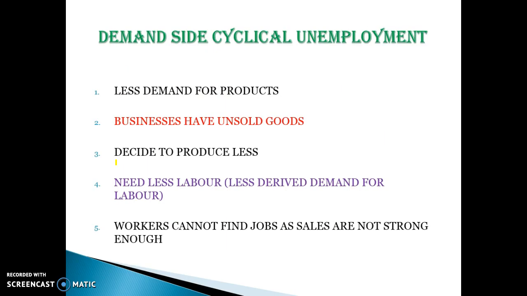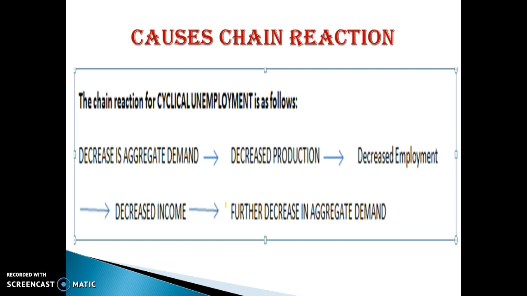So cyclical unemployment, basically how it works, it's caused by a lack of demand for products. So there's less demand for products, businesses have unsold goods or they have surpluses, so they produce less. Therefore they need less labour, or there's less derived demand for labour, and therefore workers can't find a job because sales aren't as strong and no one's hiring them. So it's basically less demand for products, we produce less because we have surpluses and therefore we need less labour.